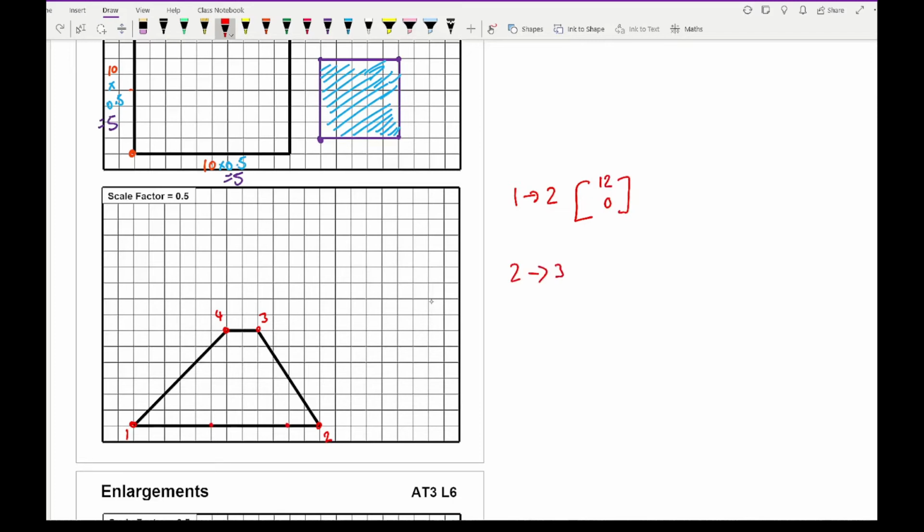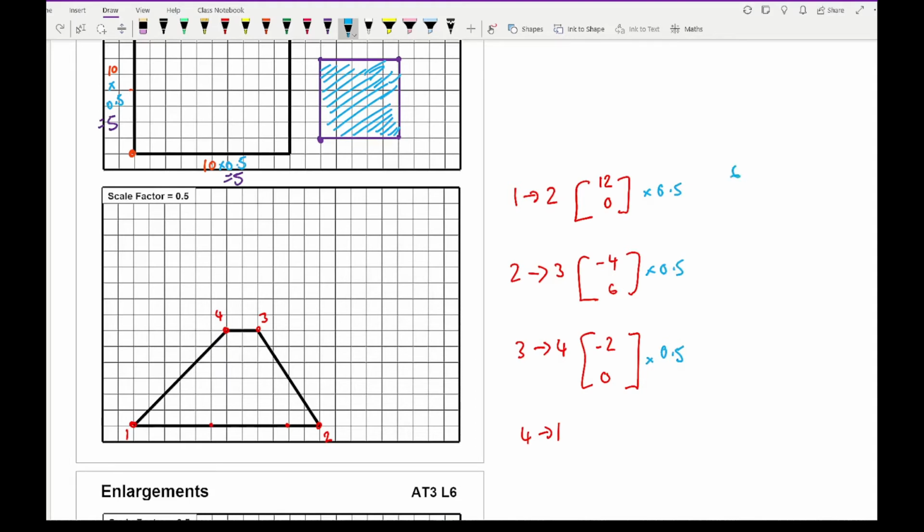2 to 3 is going to be minus 4, 6. And then 3 to 4 is minus 2, 0. And 4 to 1, I don't need to measure that one because I'm just going to connect the two together. So what I'm going to do is multiply each of these by 0.5. And multiplying by 0.5 is the same as halving the dimensions.